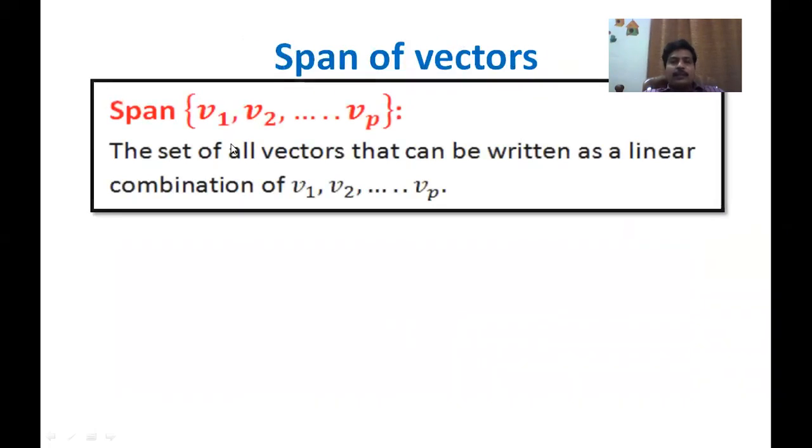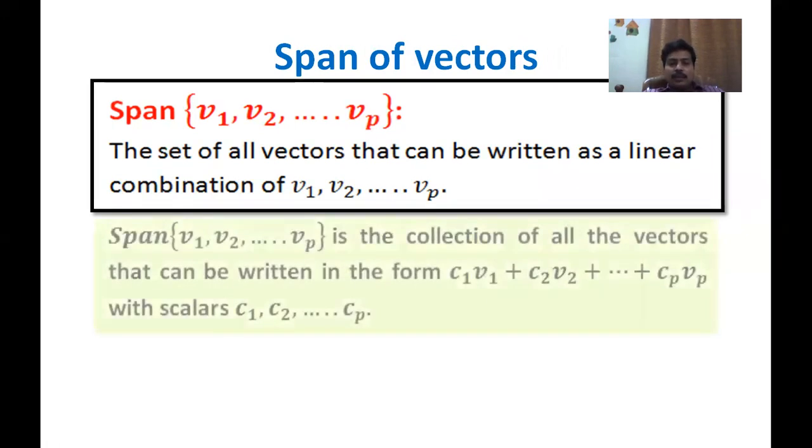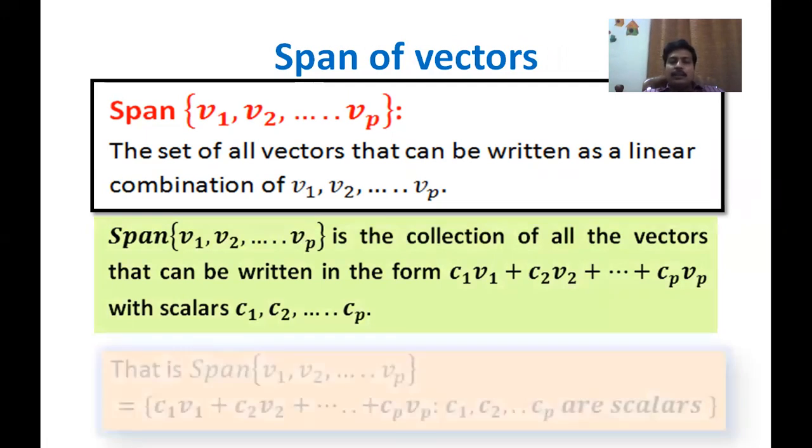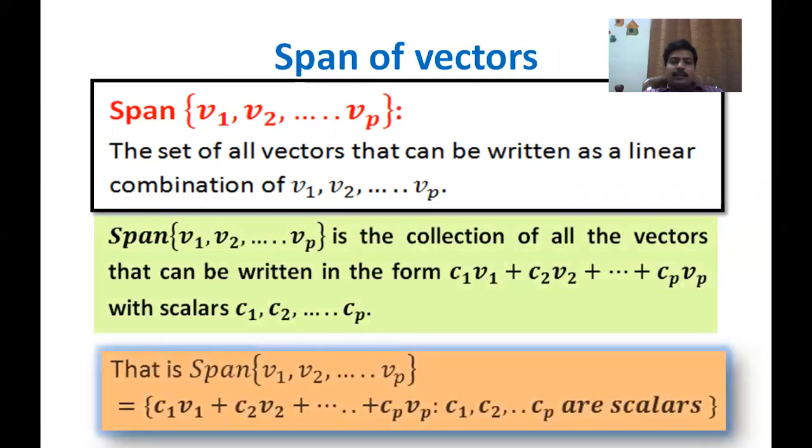And finally, the span of v1, v2, and so on, vp is the set of all vectors that can be written as a linear combination of v1, v2, and so on. So the set of all linear combinations is called the span. Span is the collection of all vectors that can be written in this form: c1v1 + c2v2 + ... + cpvp, where c1, c2, cp are scalars. The set notation is span{v1, v2, ..., vp} = {c1v1 + c2v2 + ... + cpvp such that c1, c2, ..., cp are scalars}.